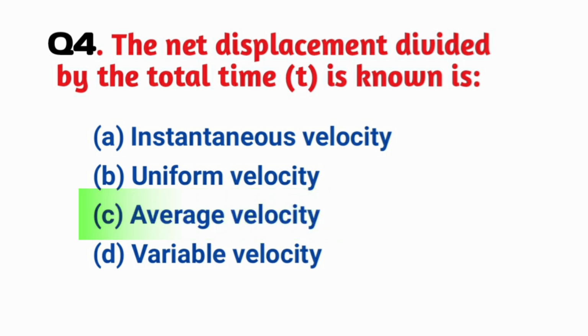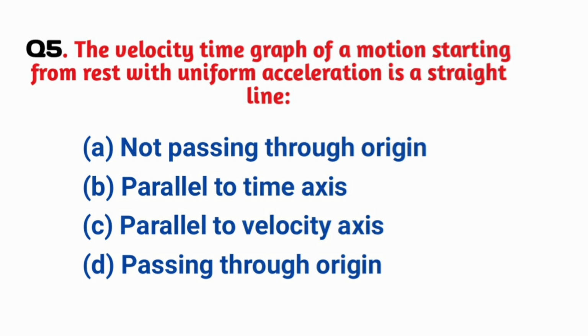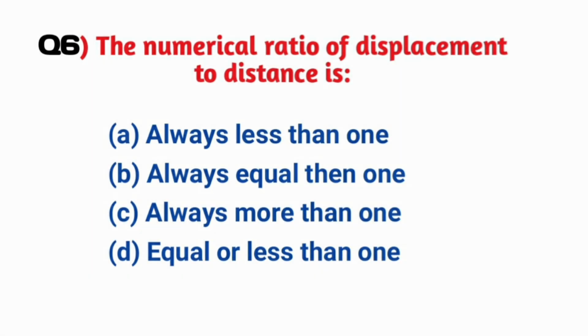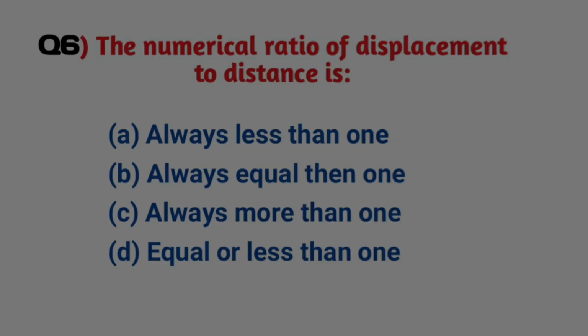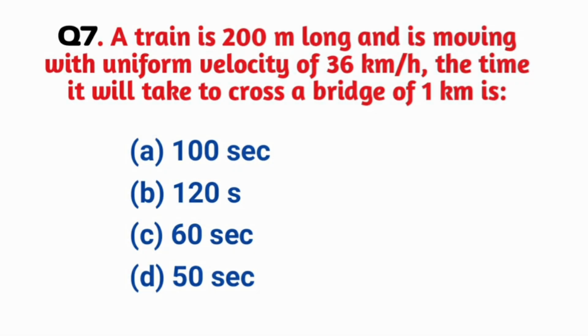Option C is correct. The velocity time graph of a motion starting from rest with uniform acceleration is a straight line. Option A is correct. The numerical ratio of displacement to distance is. Option D is correct. A train is 200 m long and is moving with uniform velocity of 36 kilometers per hour. The time it will take to cross a bridge of 1 kilometer is.